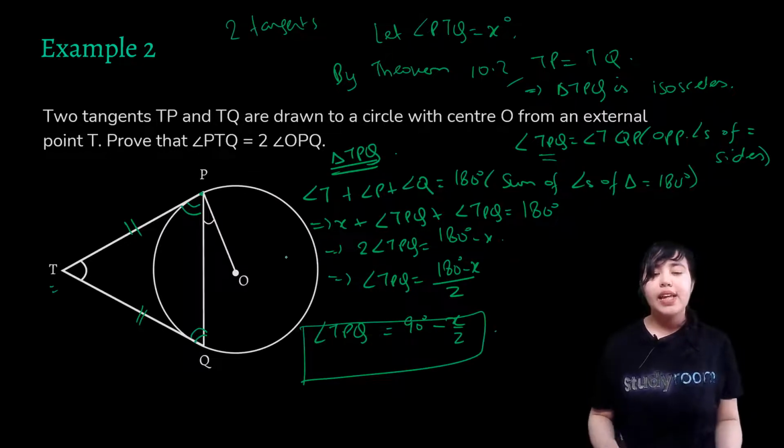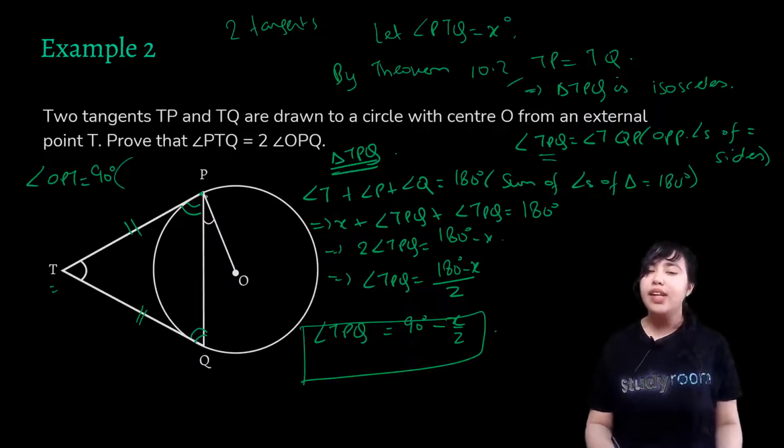Alright. Then if you look at angle OPT, what will this angle be? This will be equal to 90 degree. Why? Because here if you notice, OP is the radius, TP is the tangent. So by theorem 10.1 we can say this tangent PT is perpendicular to the radius OP. By virtue of being perpendicular, this angle becomes 90 degree, angle OPT.